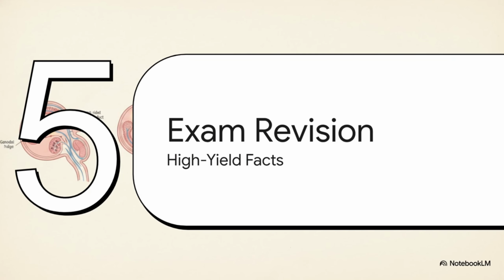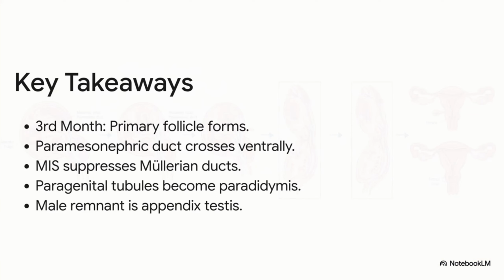Section 5. Let's do a quick high-yield exam revision to lock this all in. Okay, rapid fire time. Here are your 5 absolute must-know facts from today's explainer. Number 1, by the 3rd month, the primary follicle is fully constituted. That is an oogonium plus its surrounding epithelial follicular cells. Number 2, spatially, always remember the paramesonephric duct crosses the mesonephric duct ventrally and caudomedially.